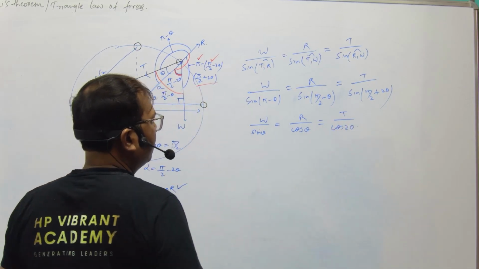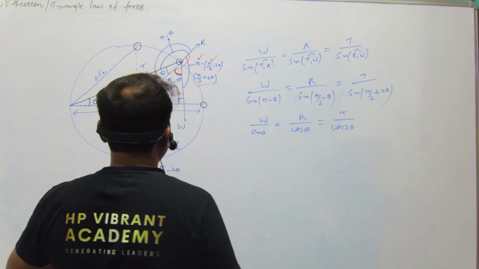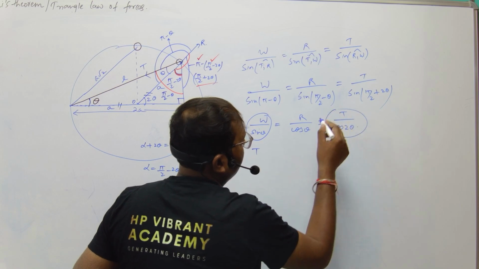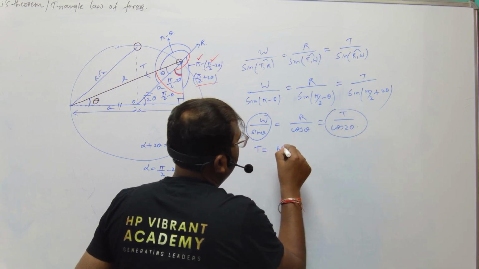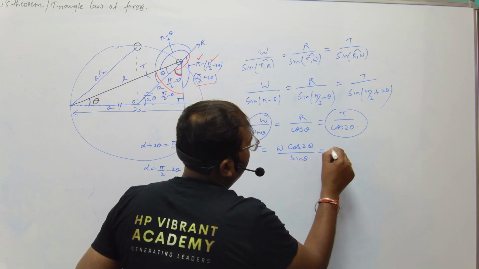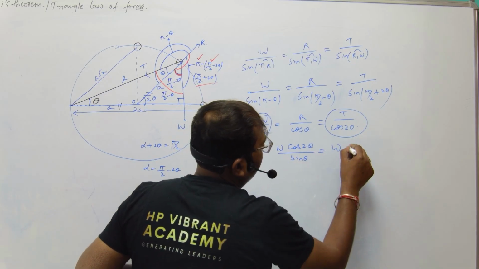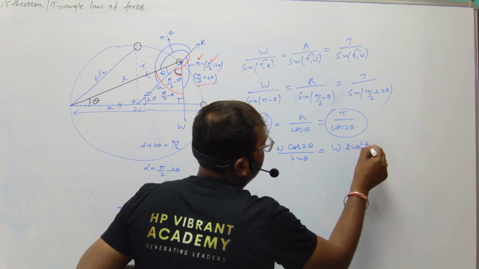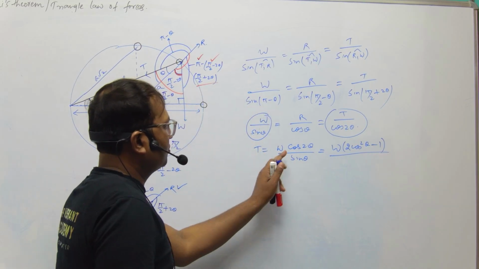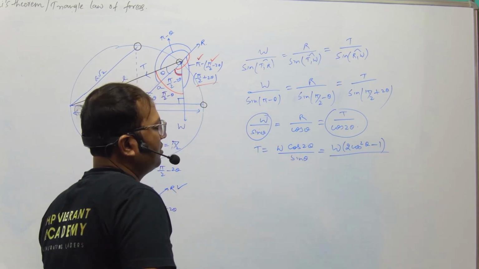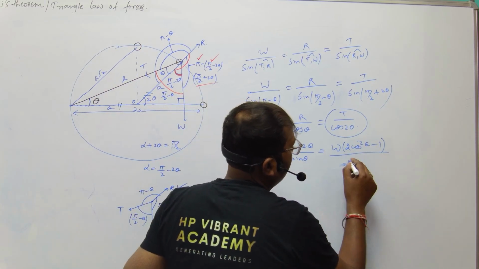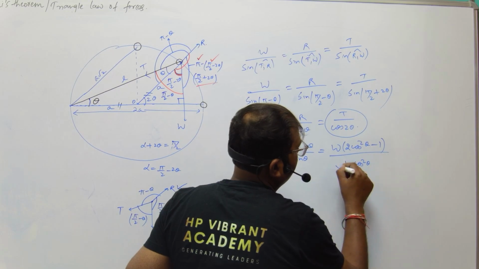Okay, so we have to find the value of the tension in the string. So T is equal to, from this particular expression and this particular expression, let us equate this. So T is equal to W times cos 2 theta upon sine theta. This is equal to W times 2 cos square theta minus 1 upon, and sine theta we can write as root under 1 minus cos square theta.